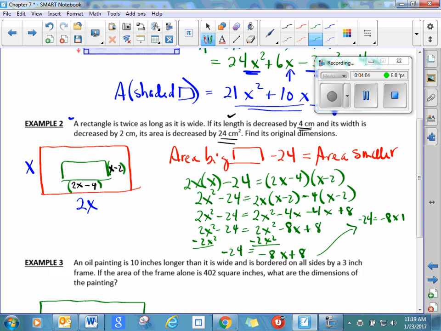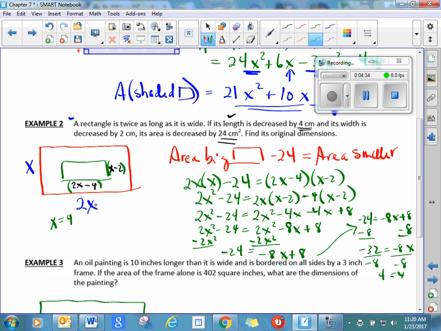Wish I had more room, but I don't. So I'm going to subtract 8 from both sides. So x is equal to 4. Now, if you come up with x as a negative number, you know you've done something wrong. You cannot have a negative width. So that's a good check here. So x is equal to 4.